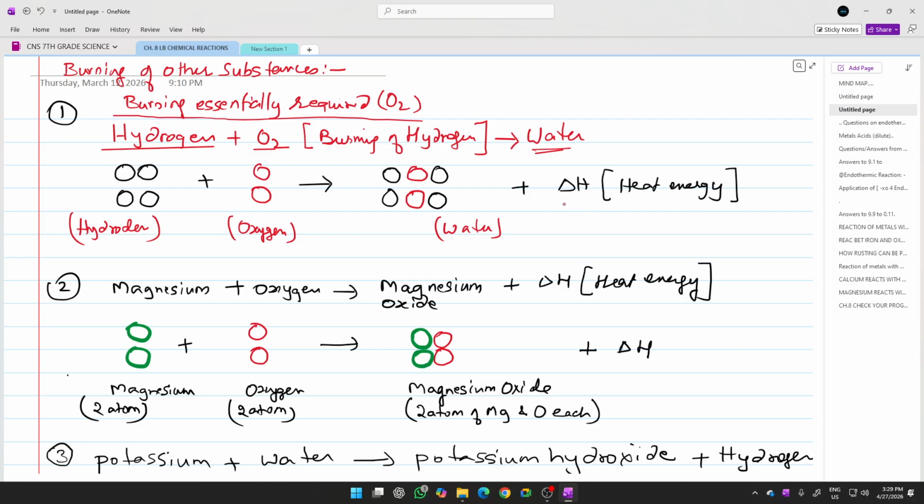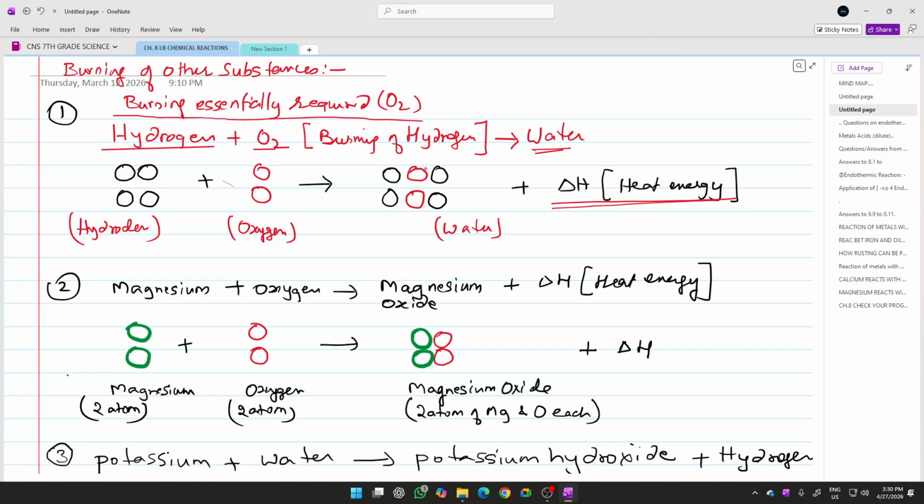Why? Because heat energy is evolved. Heat energy is given out. See, plus delta H means heat energy is given out. So in any burning process, heat energy is given out. And it will be given out also in the form of sound and light, right?